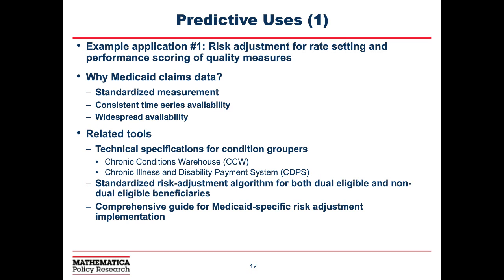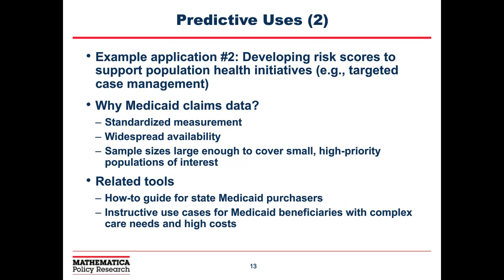So a second example of predictive uses is developing risk scores to support population health initiatives, such as targeted case management. One of the challenges with this particular application right now is that it is very hot, and it can be very difficult to separate the hype from the true value. So Tom DeLear, a colleague of mine at Georgetown University, sat down and we thought about this issue, and we wrote up an issue brief that walks through when it's appropriate, and perhaps more importantly, when it isn't appropriate, to look to predictive analytics for Medicaid contexts.